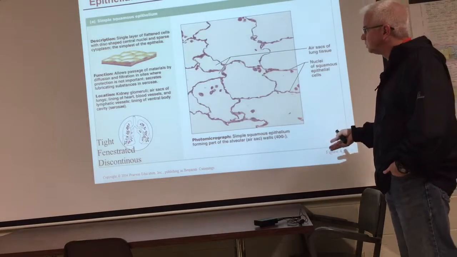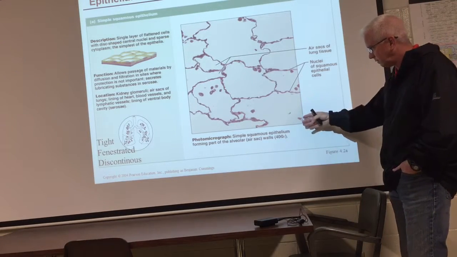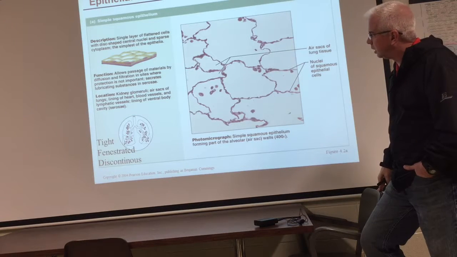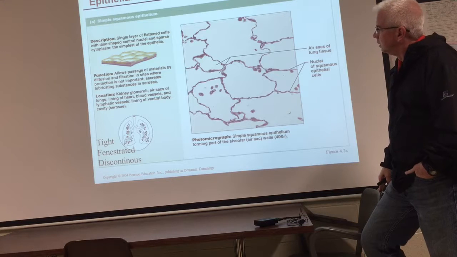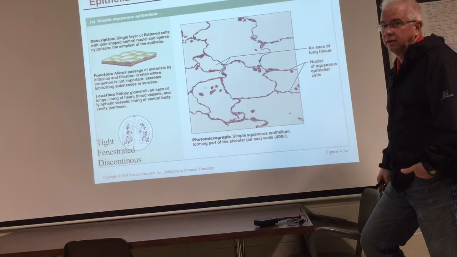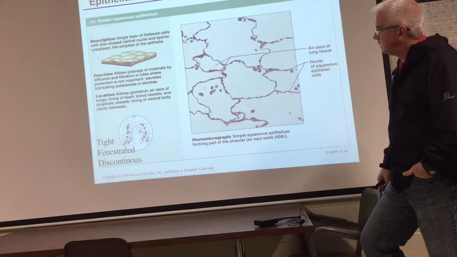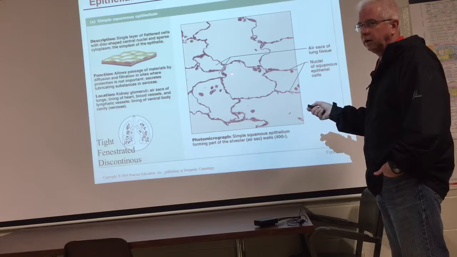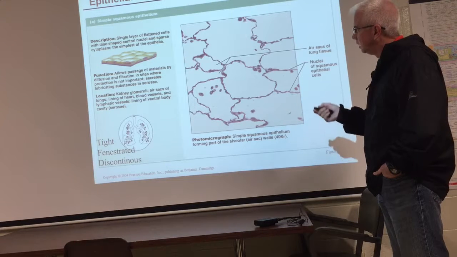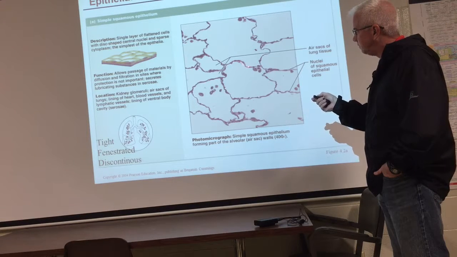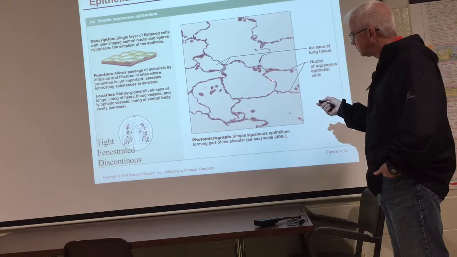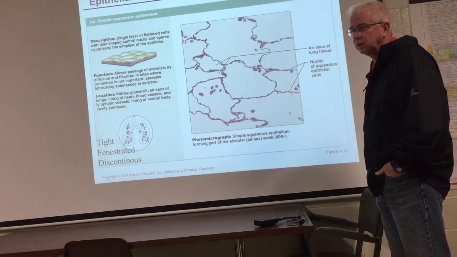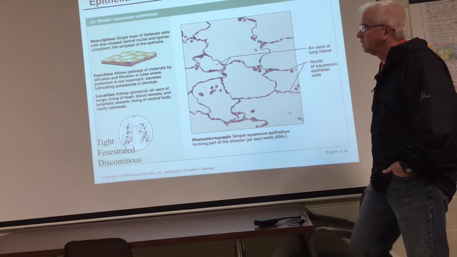This is the first one, simple squamous epithelium, and this is a photomicrograph of part of the lung tissue. So these are alveoli. And as you can see in this image, the alveoli, these little bags where air exchange is going to take place, are lined by these very thin layers of cells that are connected to each other. And those cells are in fact simple squamous epithelial cells.